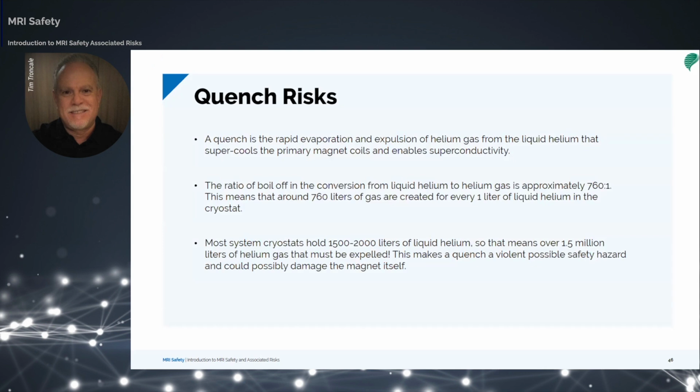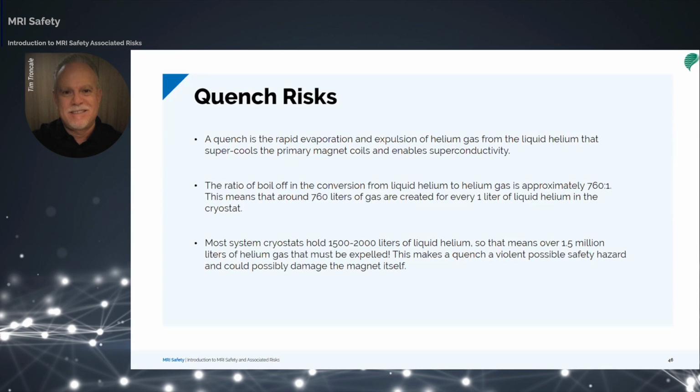Now let's look at risks associated with cryogens used in superconducting MR systems. Cryogens are super cold liquids used to keep the primary magnet coils at their critical temperature to enable generation of the main or static magnetic field. The cryogen used in MRI is liquid helium, which has a temperature of minus 452 degrees Fahrenheit, that is minus 269 degrees Celsius, or 4 degrees Kelvin.